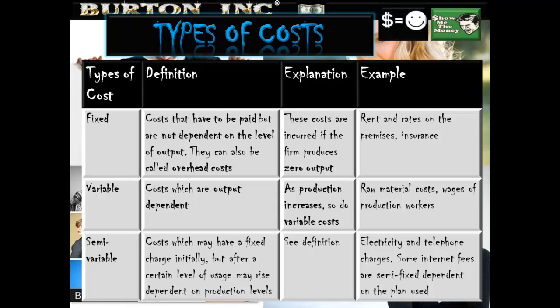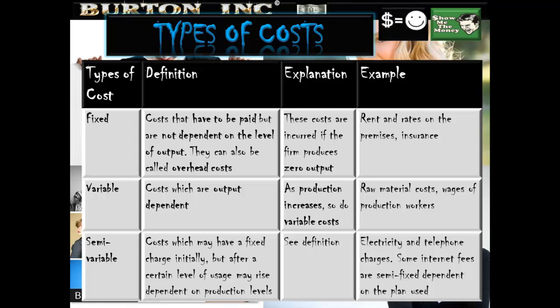Even if you are producing nothing, you still have to pay these costs. They are things like your rent, the rates on the premises, insurance, and interest and principal on long-term loans. Fixed costs have got to be paid regardless of how much you're producing. It doesn't matter if you're producing 0 units of output or 2 million units of output, these costs stay the same. Rents, rates on the premises, and insurance are classic examples.